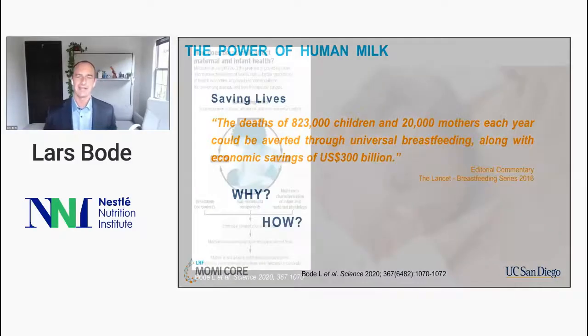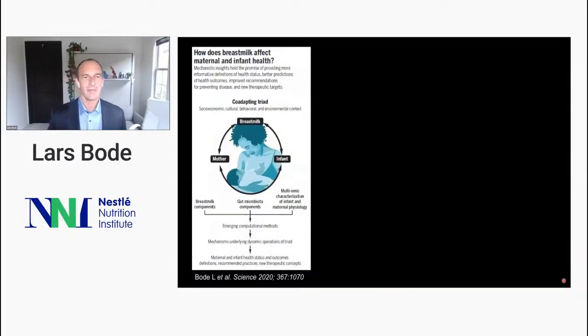To understand that and to tackle those questions, we have to understand that human milk does not stand in isolation. Human milk is part of a co-adapting triad of the mother, of the infant, including the milk, and being embedded in an environment that rapidly changes. So human milk changes, the triad changes and adapts to the environment.